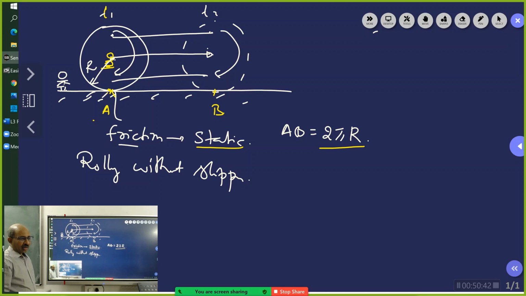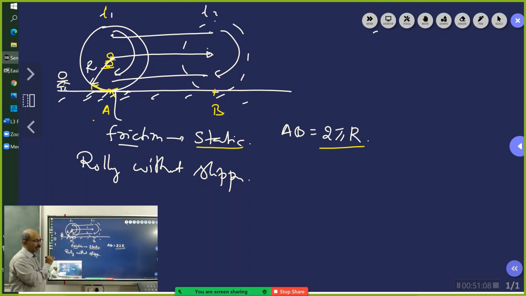Now if there is slippage, that means there is relative motion between this and this, then it is dynamic friction. So the friction coefficient, if at all you have to use it, becomes kinetic friction. But not rolling friction. Rolling friction is different. Don't confuse that with this.